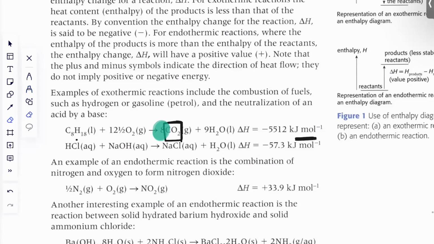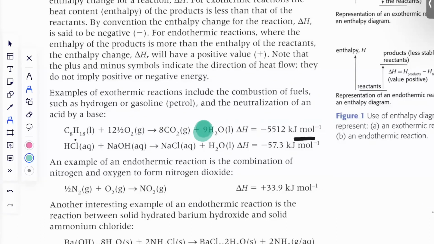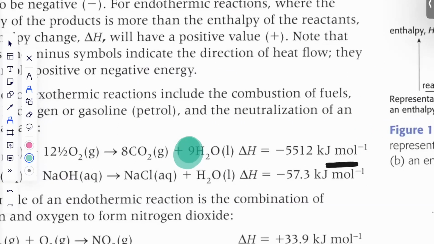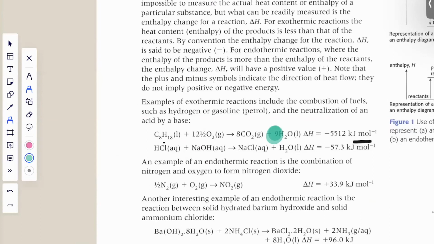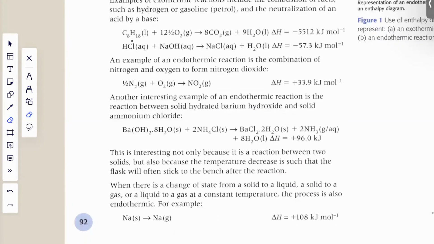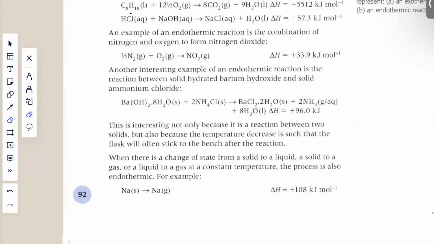What if the question asks about the energy produced to produce 18 mole of H2O? 5512 times 2. Okay, good. That means you understand. So you must write down the delta H on the right side, right after the reaction.